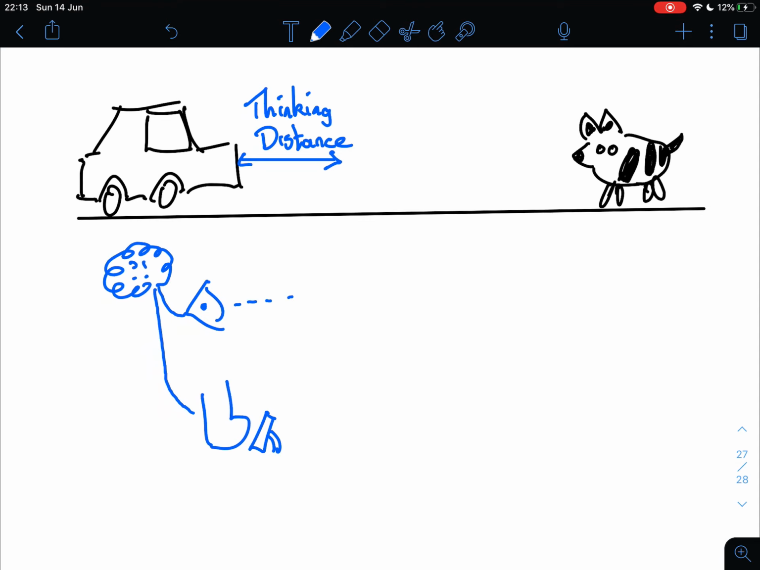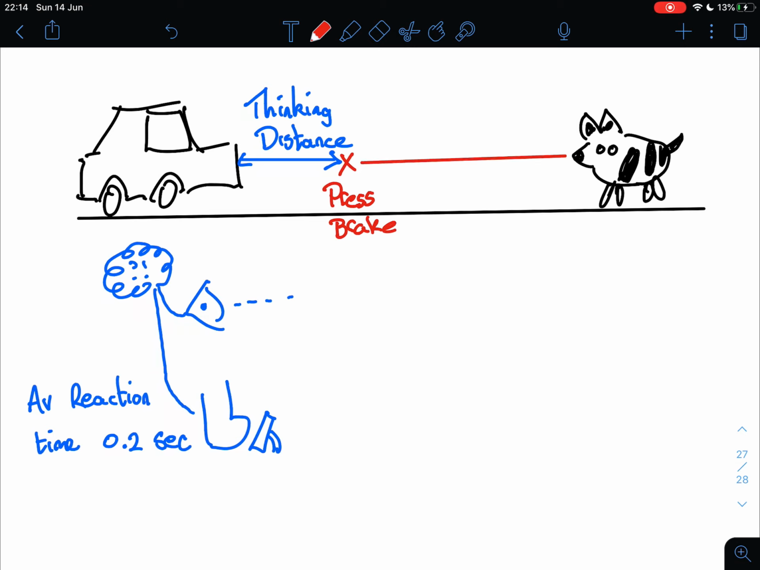So that takes time. And for an average human being, the average reaction time is about 0.2 of a second. So about a fifth of a second it takes between you seeing something and you reacting. So at this point here, I'm going to put it in red, you press the brake. Now we're over to the physics. So physics kicks in. It's usually further, and this is where the brakes are applied, so this is called the braking distance.